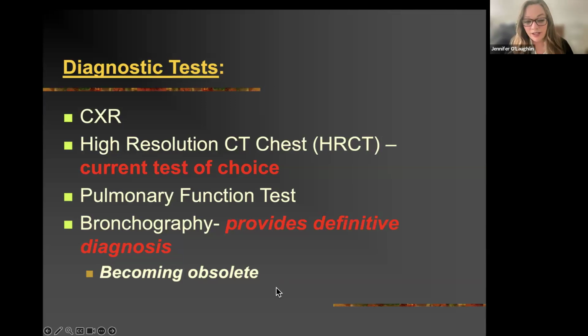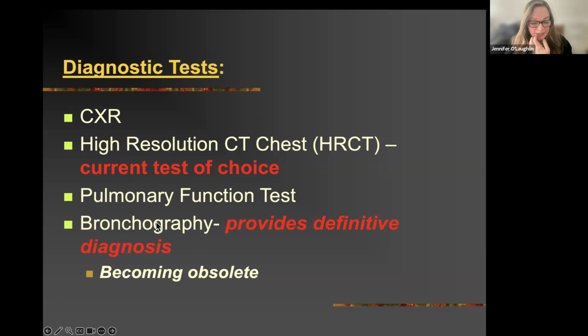Bronchoscopy can also be added to this list of tests to be done, but that's more to follow the patient's course of disease. If a patient is not responding to treatment, they might do a bronchoscopy where they go with a camera down into the bronchial tree to look at it. But CT really has taken over as the diagnostic tool to diagnose bronchiectasis.